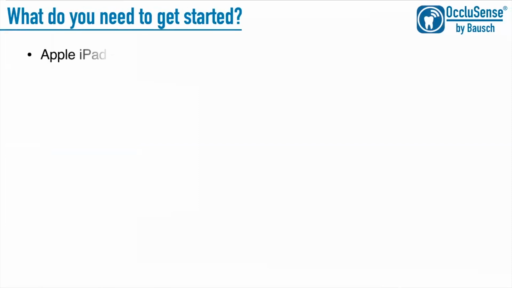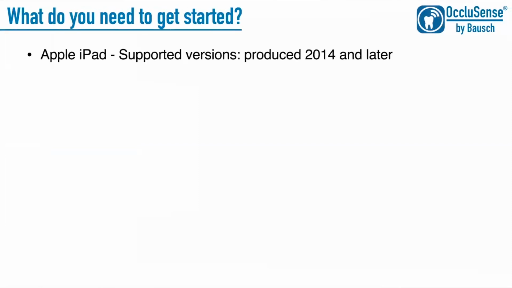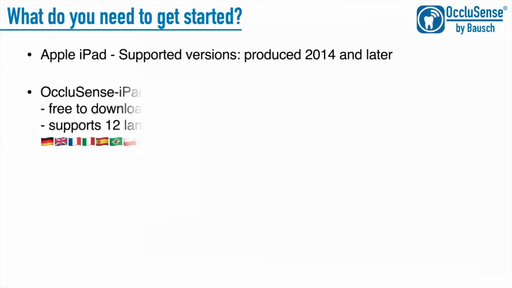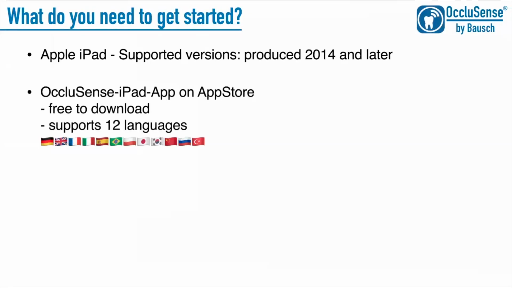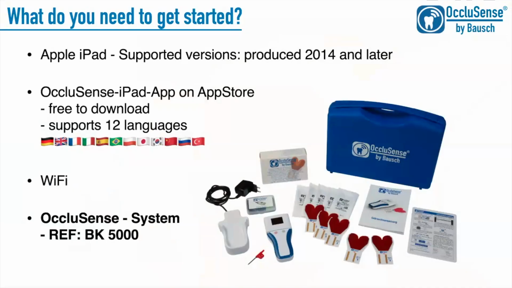To get started, what you need is an Apple iPad. So as mentioned, supported versions are produced after 2014. You need an iPad app, which you can download on the Apple Store and select different languages as well. A Wi-Fi connection as well as the OccluSense system BK5000, which consists of the docking station, a few test sensors, then sensors that you can use, and the manuals for use.